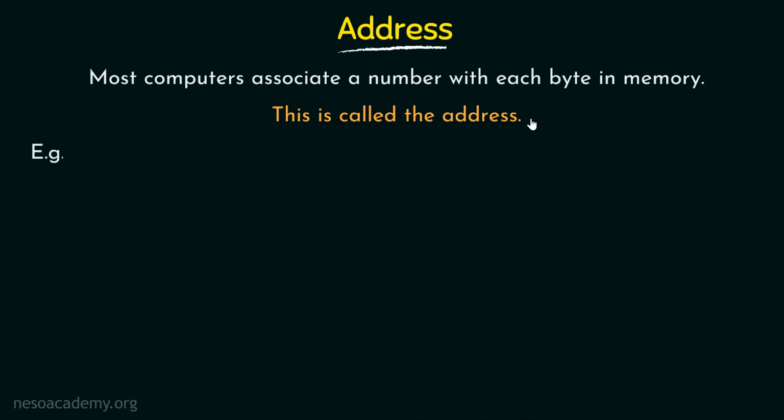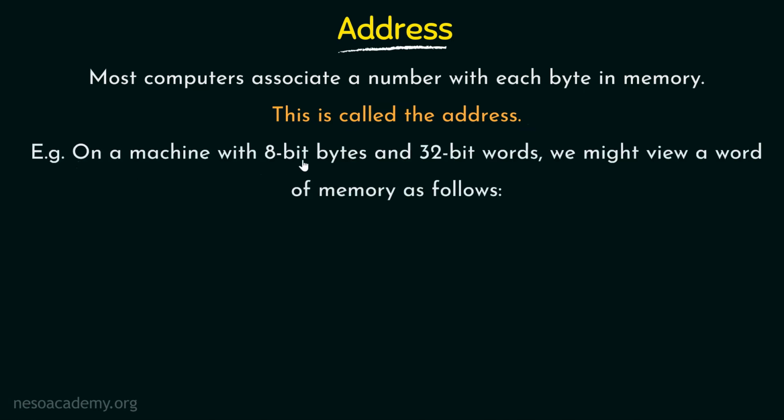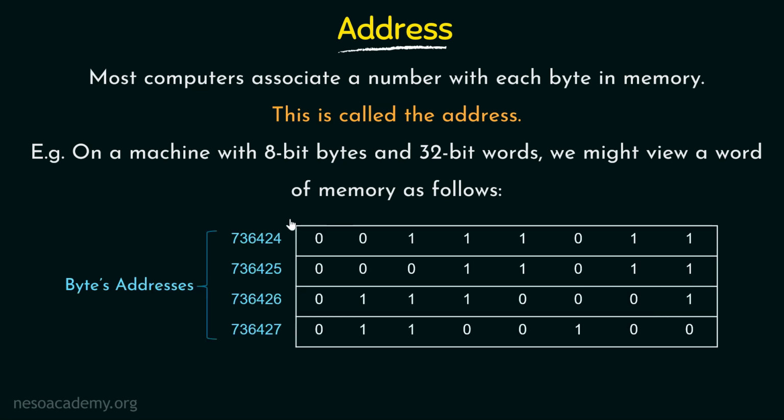So let's see some examples. On a machine with 8-bit bytes and 32-bit words, we might view a word of memory as follows. Here we have a table which shows the different addresses of the different bytes. We are saying that on this machine, 1 byte is equal to 8 bits, and with 32-bit words, that means 32 bits are used to represent a word. Because we saw in the previous slide that it varies from system to system. In some machines, 64 bits may be considered as one word. So here we are saying that 32 bits are considered as a word.